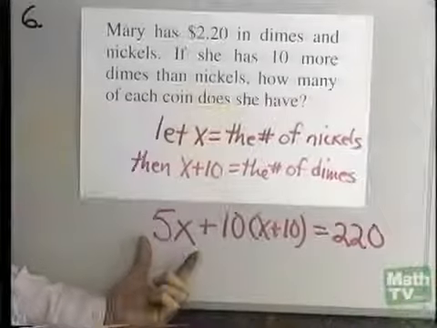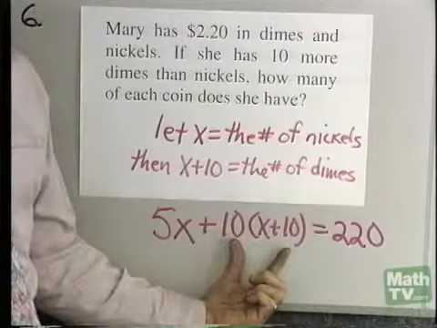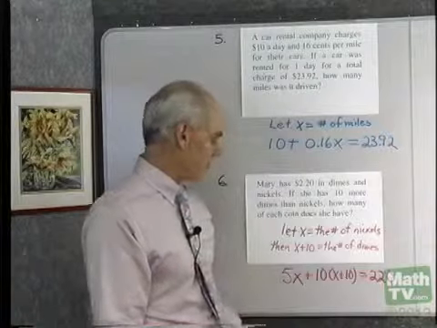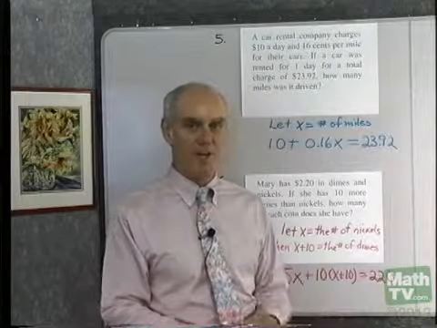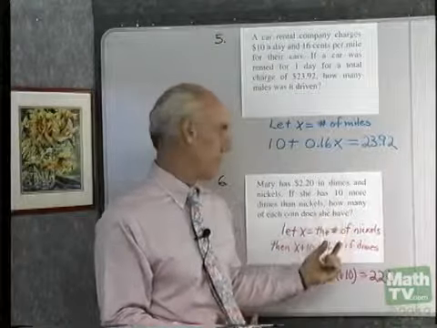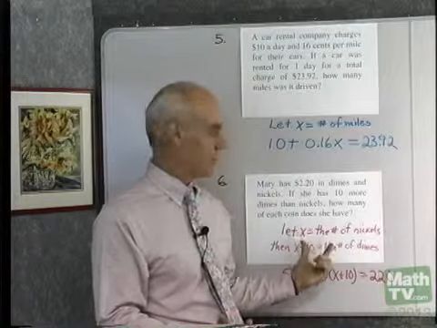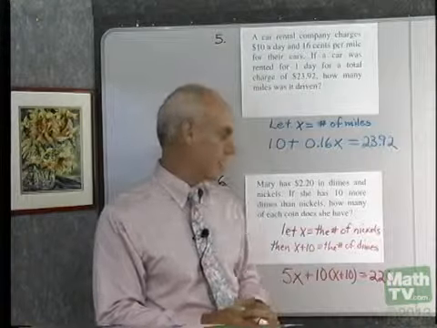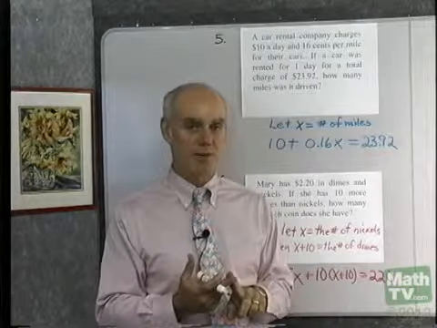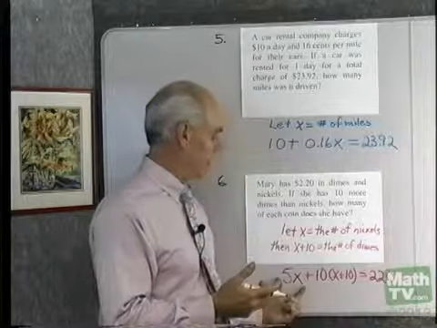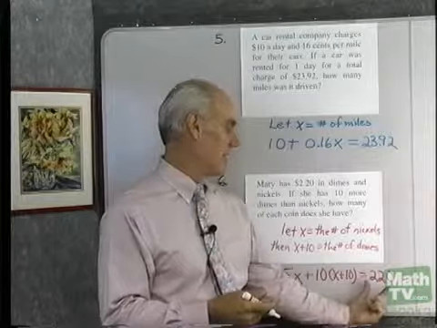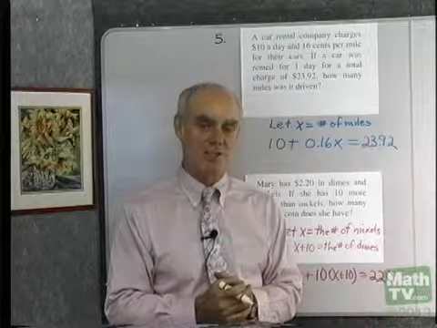So let's see. Total amount of money in nickels plus total amount of money in dimes, that comes out to be the total amount of money, $2.20. Okay, so I'm not going to solve this problem. I'll leave that up to you. But what we have here is two different things that we're asked to find, the number of nickels and the number of dimes. If we let x be the number of nickels, then we write the number of dimes in terms of x, and that comes out to be x plus 10. We have the number of dimes, the number of nickels, then we have the value of those dimes and the value of those nickels. 5x is the value of the nickels, 10 times the quantity x plus 10 is the value of the dimes. That has to come out to be the total amount of money that she has in dimes and nickels.